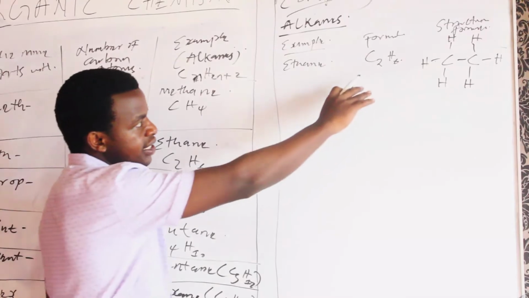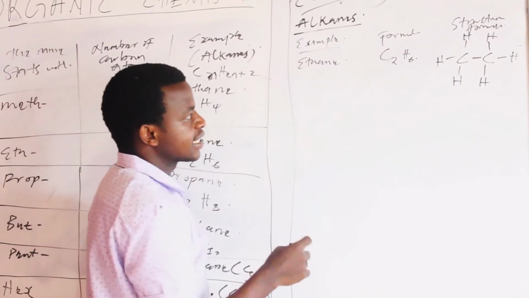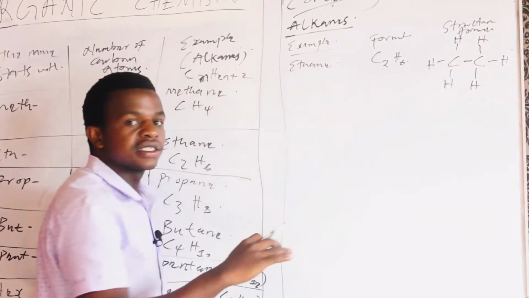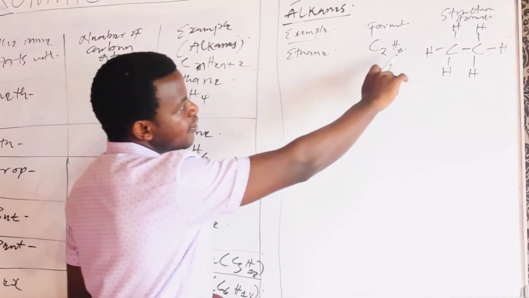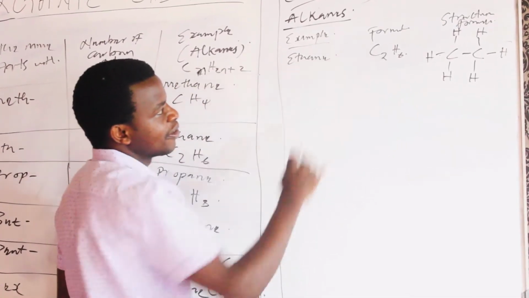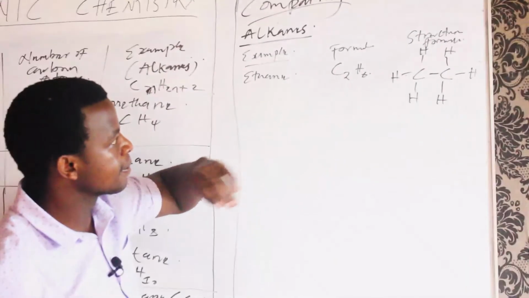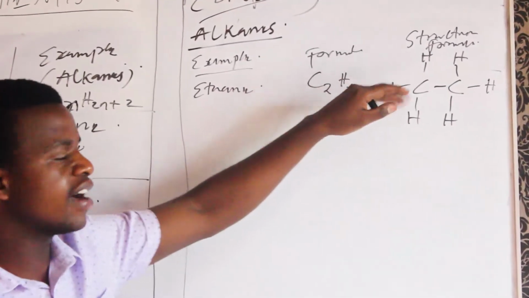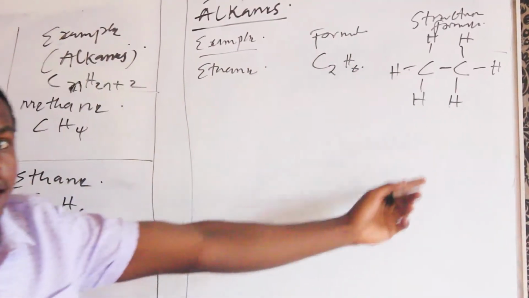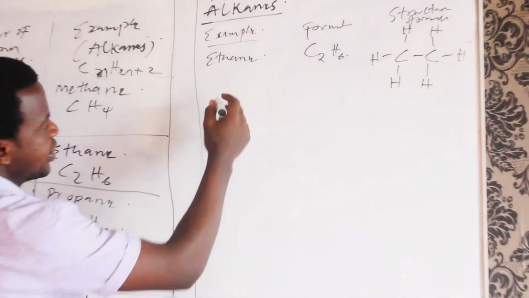So if we look at the formula here, it says C2. Let us count the number of carbon atoms. So we have 1, 2, so that's correct. Then let us count the number of hydrogen atoms. So we have 6 hydrogen atoms from the formula. And if we look at the structural formula, how many hydrogen atoms do we have? Let us count 1, 2, 3, 4, 5, 6. So that's correct. Then let us look at the characteristics.